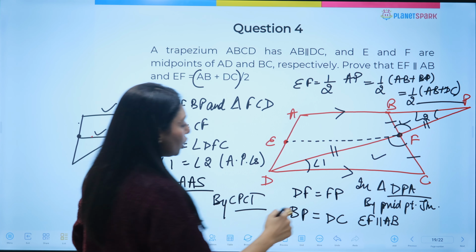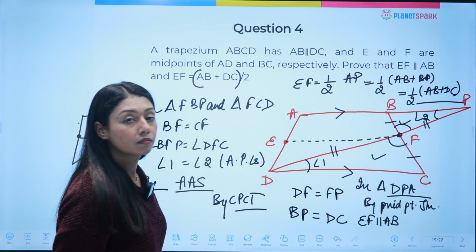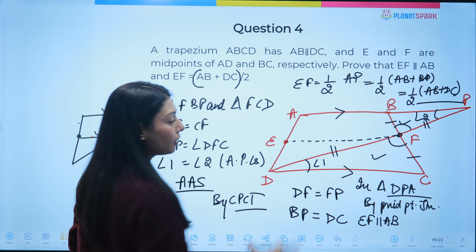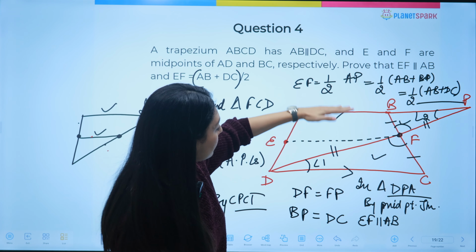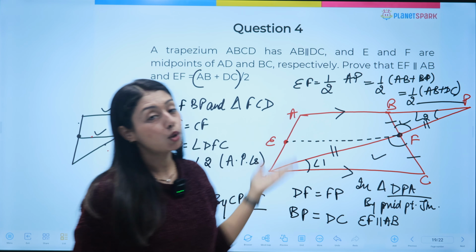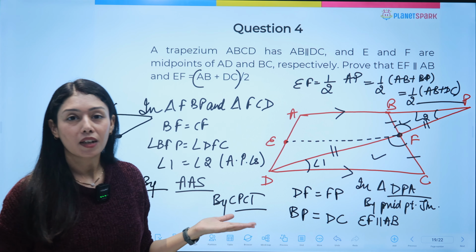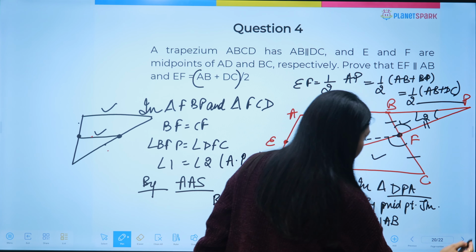Then how will we prove it is parallel to DC? Yes, if it's parallel to AB, it will be parallel to DC as well, right? Because AB and DC both are parallel. So all these three lines will be parallel. So both the results are proved, everybody. And that's it. Next question then.